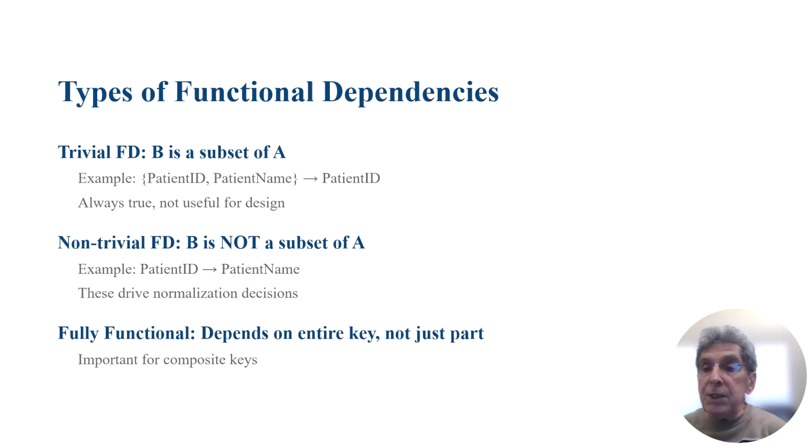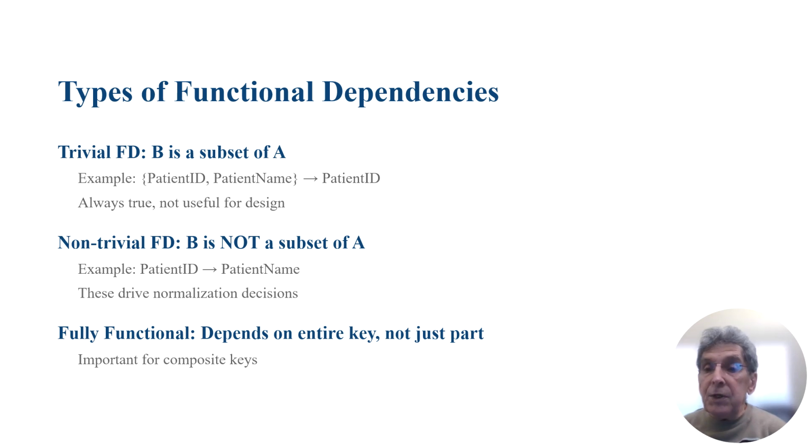Not all functional dependencies are created equal. Let's distinguish between types. A trivial functional dependency is one where the dependent is already part of the determinant. For example, if we have a composite attribute, patient ID, patient name, then patient ID, patient name determines patient ID. Well, of course it does. Patient ID is already in the set. This is always true and tells us nothing useful about our data design. We can ignore trivial dependencies.